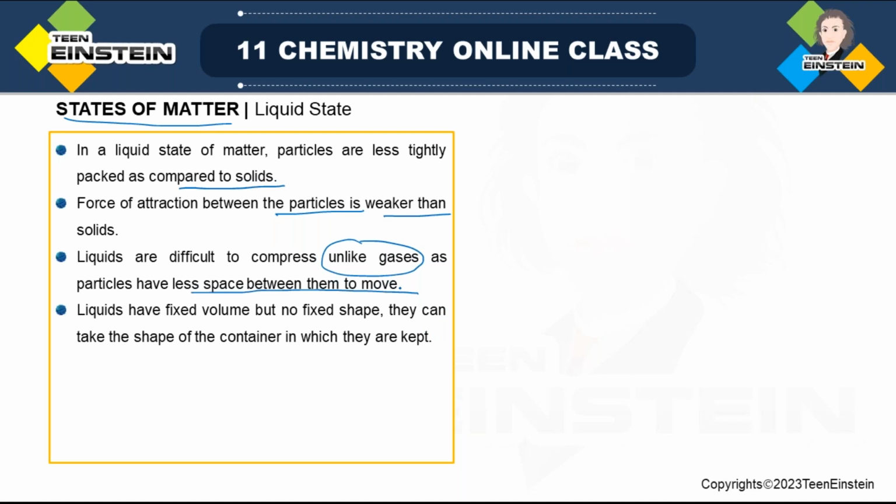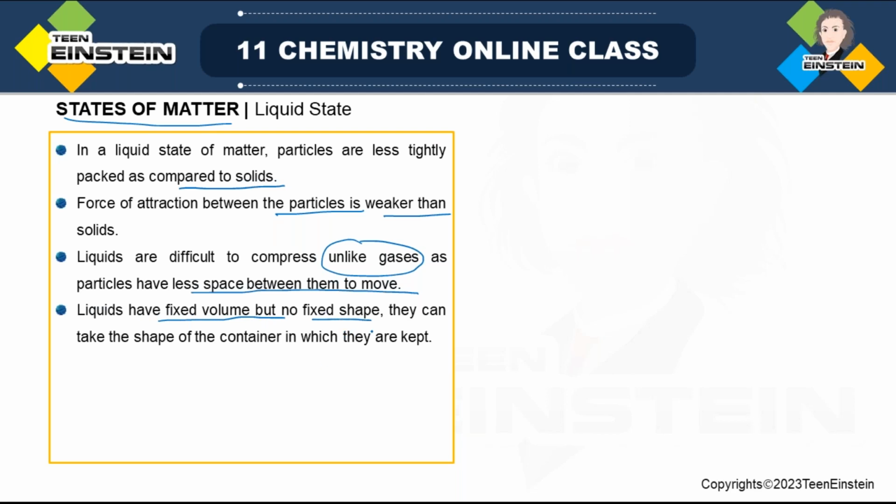Suppose you have a gas and you are increasing the pressure, there will be a huge effect on the volume. But if you do the same pressure change for a liquid, the difference between the initial volume and final volume is not so marked compared to the situation in gases, because they are not so compressible. In the case of liquids, there is fixed volume but not fixed shape.